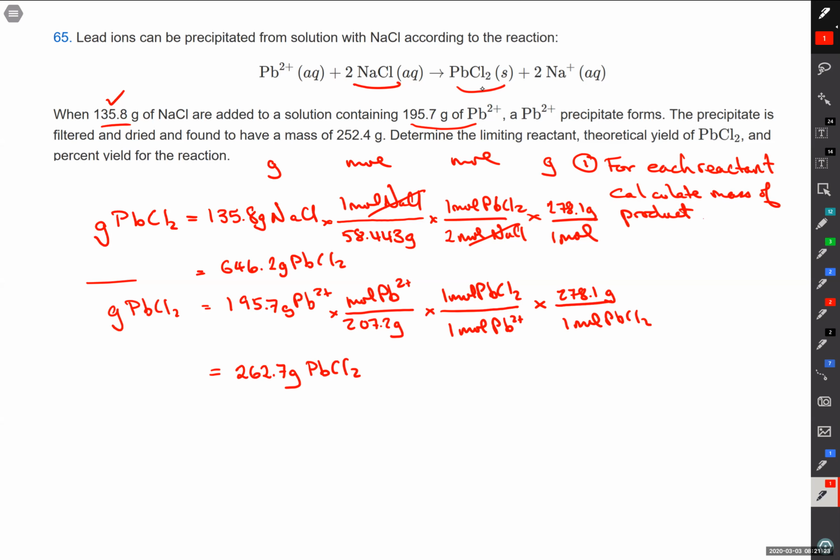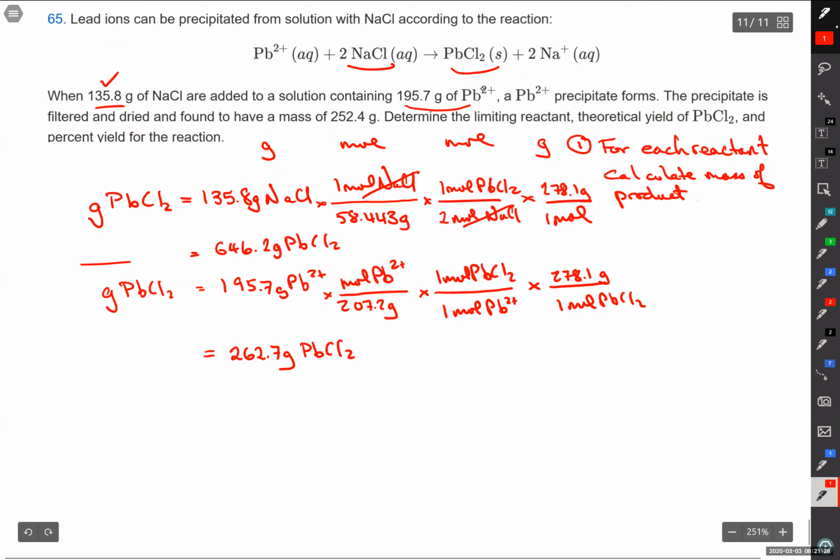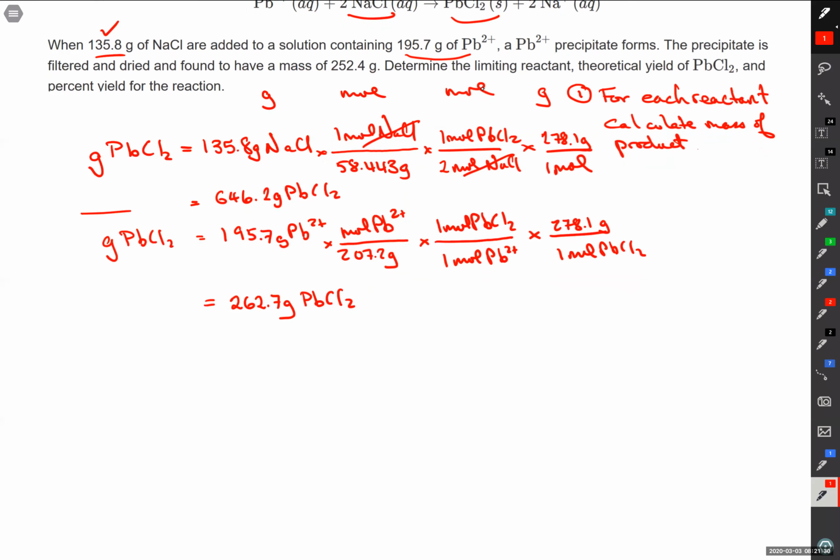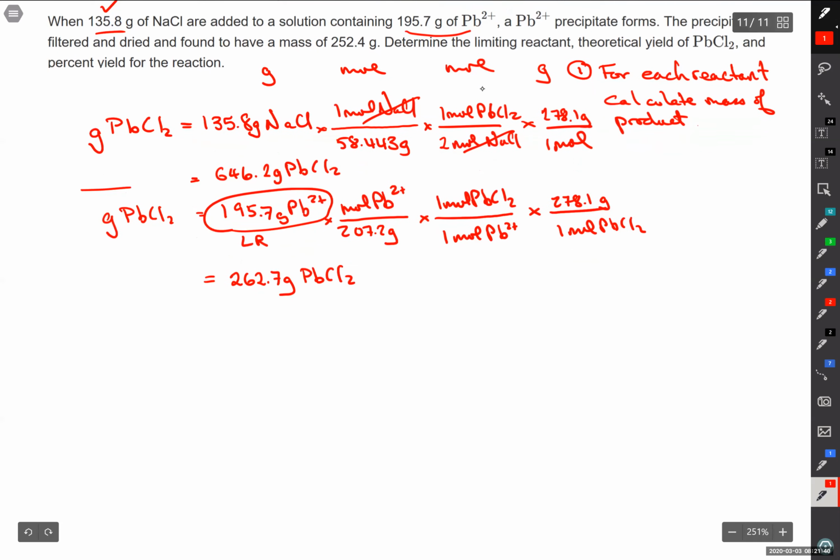So the limiting reactant is what? 62%? No, that's actually the theoretical yield. The limiting reactant is what gives you that number. Oh, the Pb2+? Yeah, this is limiting. LR. The theoretical yield is this guy.